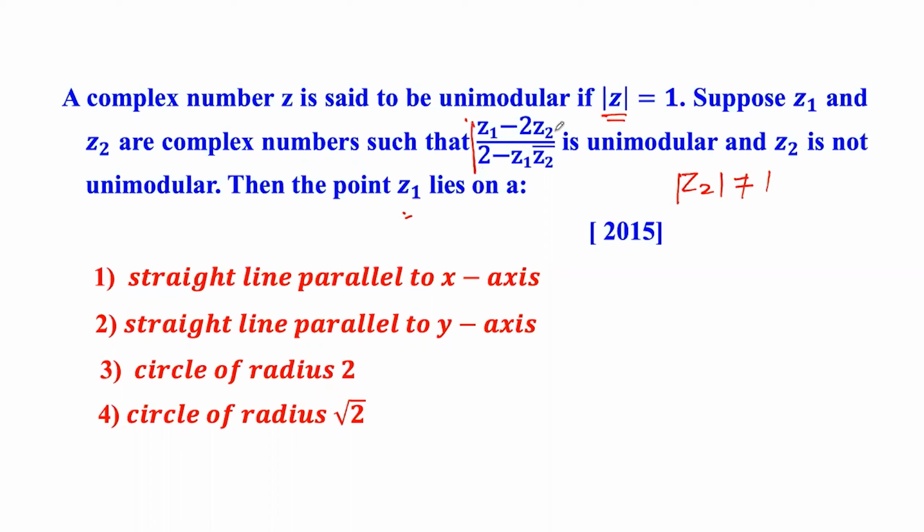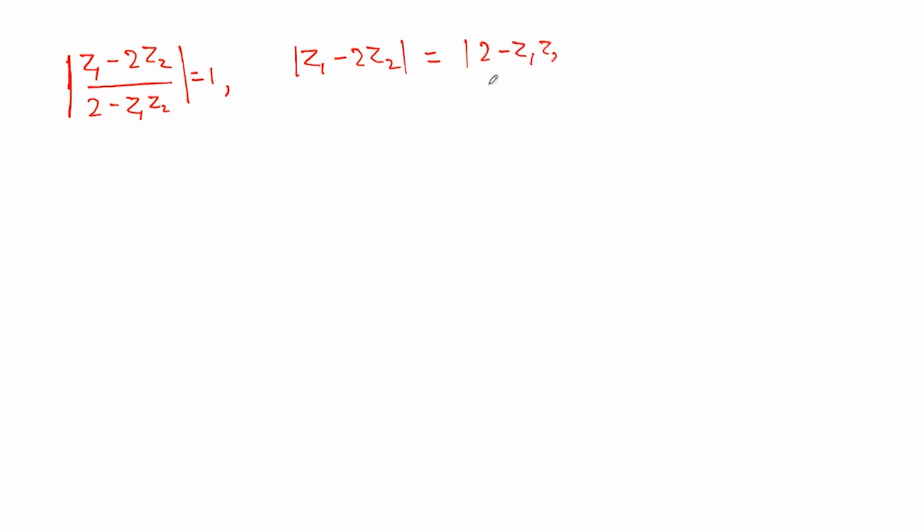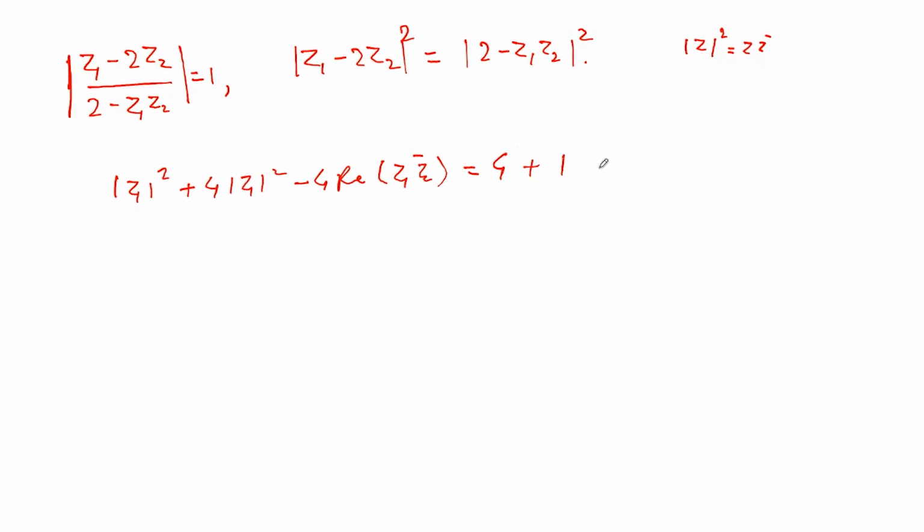So the key point is that the modulus of this is 1, right? So we'll start from there only. Modulus of (z1 minus 2z2) upon (2 minus z1 z2 bar) is equal to 1. So mod of z1 minus 2z2 is equal to mod of 2 minus z1 z2 bar, right? Squaring both sides, we know the formula: mod z square is z times z bar. Applying this and opening it, we get mod z1 square plus 4 mod z2 square minus 4 times the real part of z1 z2 bar. Similarly, 4 plus mod z1 z2 square minus 4 times the real part of z1 z2 bar.